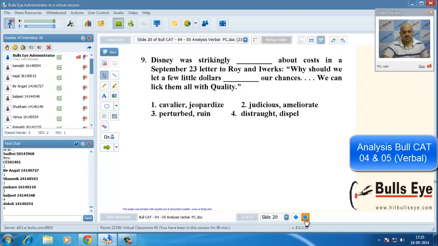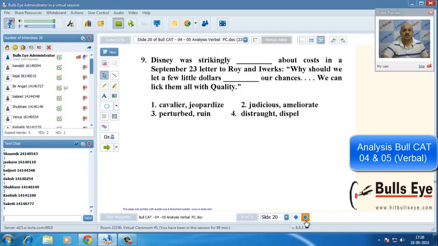Should it be option 1 or should it be 3? Option 1, 3 and 4. It has to be option number 1. He cannot be perturbed or distraught. Disney is not scared. He's not afraid of anyone. He says we can lick them all with quality. That means he can kick their ass with quality. He is that confident. So if he's that confident, which is the word that should fit?